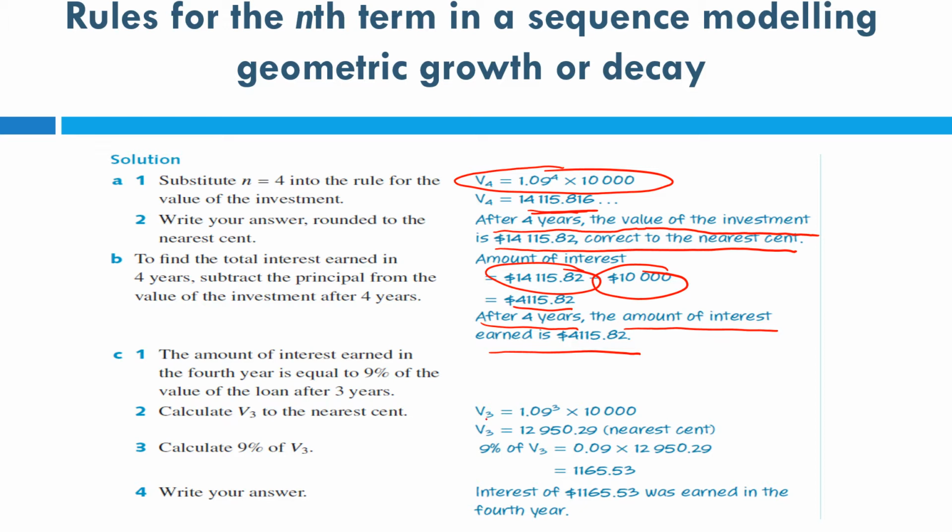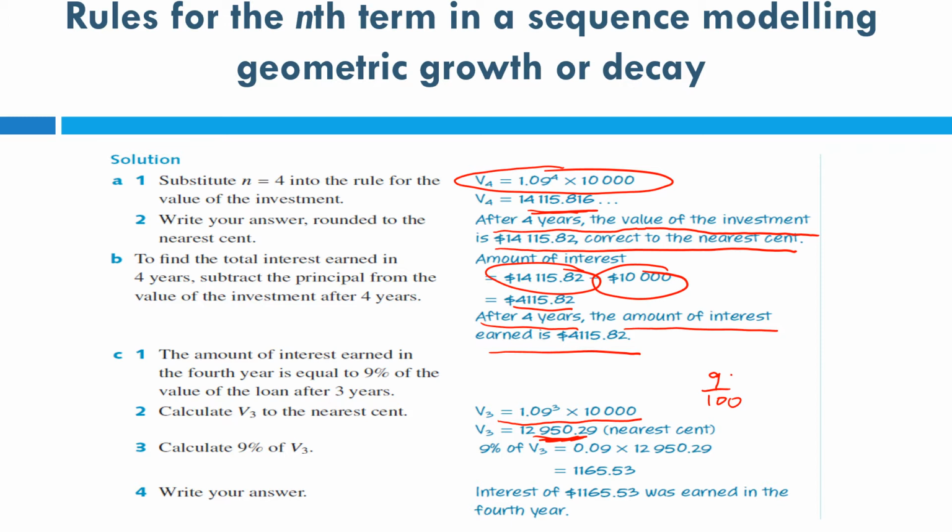Now, the amount of interest earned in the 4th year is equal to 9% of the value of the loan after 3 years. So what does that mean? We have to look at how much it has grown between that period of time. So we have to find V3 first. In this case, 1.09 to the power of 3 times 10,000, and that gives us an amount of $12,950.29. We need 9% of that, because that's going to tell us how much interest it's earned between the third year and the fourth year.